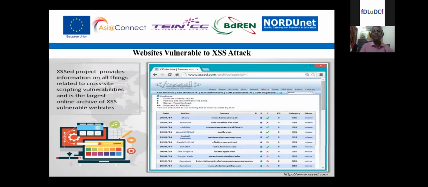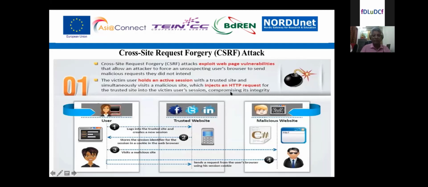Now, website vulnerabilities to cross-site scripting attacks. The XSS project provides information on all things related to cross-site scripting vulnerabilities, and it is the largest online archive of XSS-vulnerable websites. If you run this, you can easily check the vulnerabilities of a website, and attackers can use it to see what type of website it is and how it can be attacked.